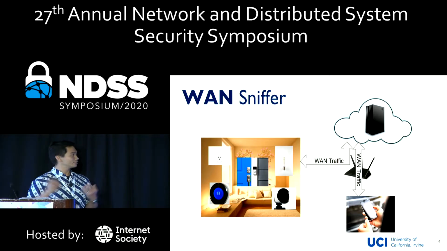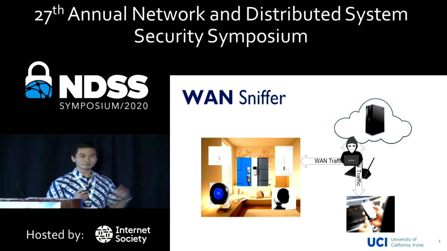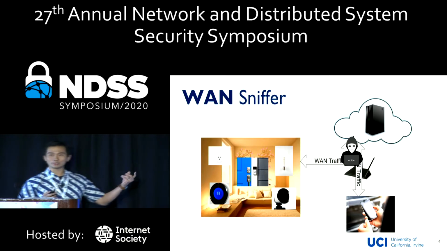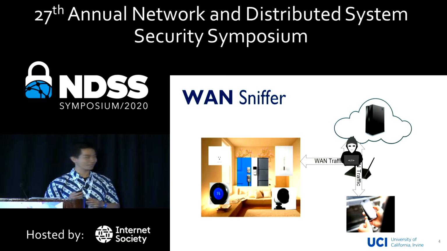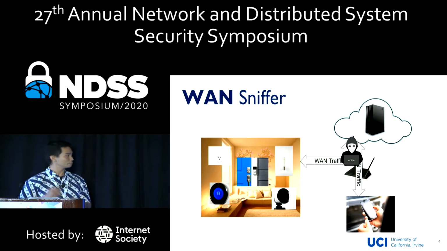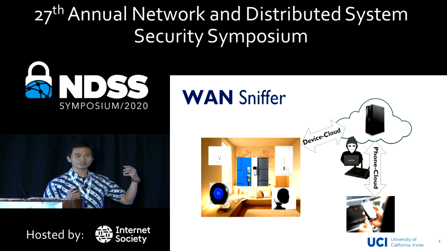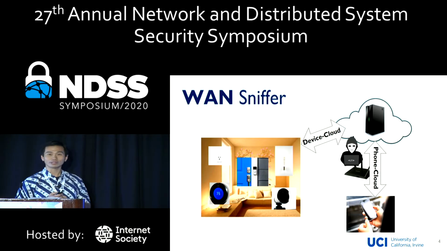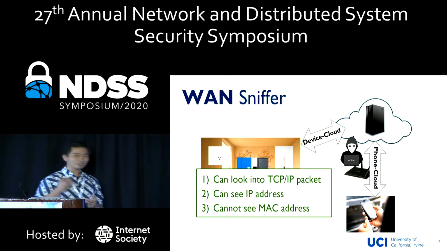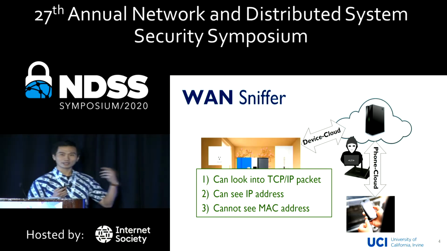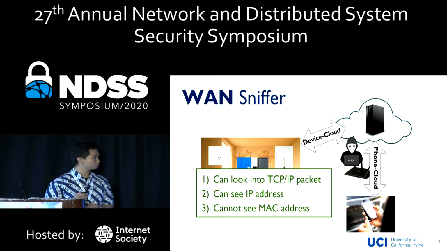The first one, a WAN Sniffer. A WAN Sniffer observes the traffic in between the WAN interface of the home router and the vendor's cloud, for example, the ISP. This adversary looks into the device cloud and phone cloud communications. And this adversary can look into the TCP/IP packet. They can see the IP addresses of the endpoints, but they cannot see the MAC address of the device.